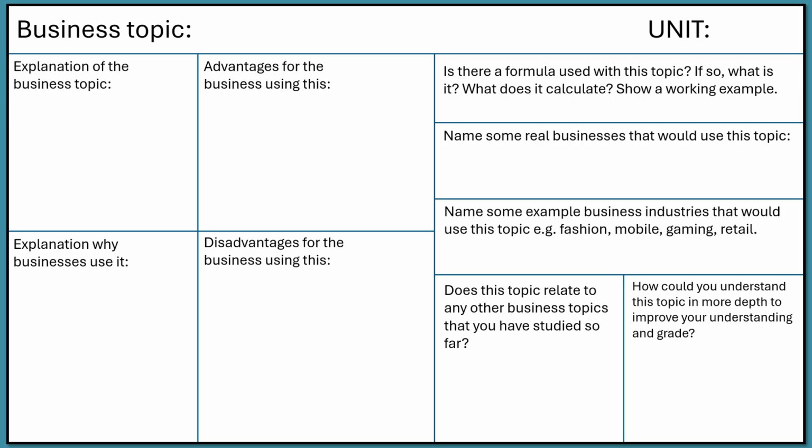And then of course you move over to the other right hand box. Is there a formula to use with this topic? If so, what is it? What does it calculate? Show a working example. Well, as you should know, of course, mission statements doesn't come with a formula, so you can just put NA in that box for this one. Not applicable. Name some real businesses that would use this particular topic.